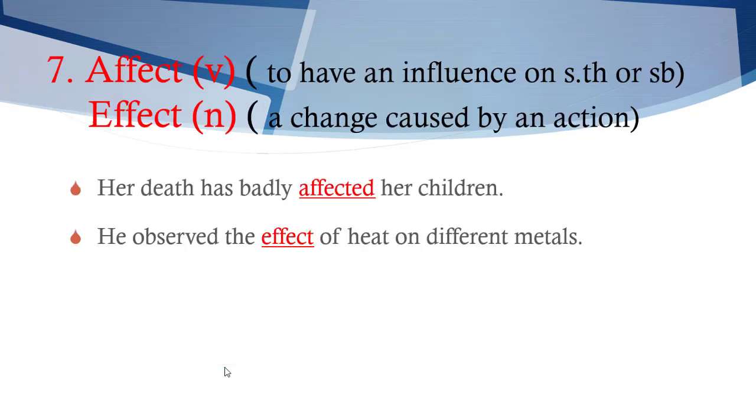Our seventh group of words is affect and effect. Just like advice and advise, these two words also have similar spelling and they have the only difference of being a verb and a noun. Affect is a verb, means to have an influence on something or somebody.